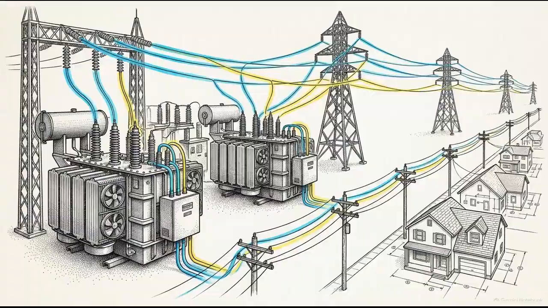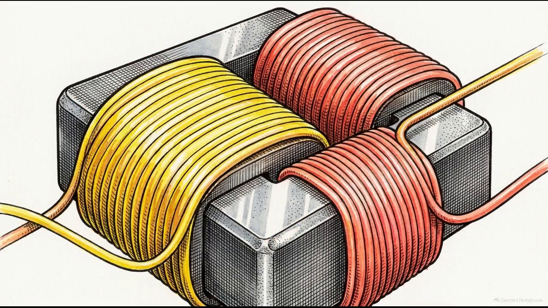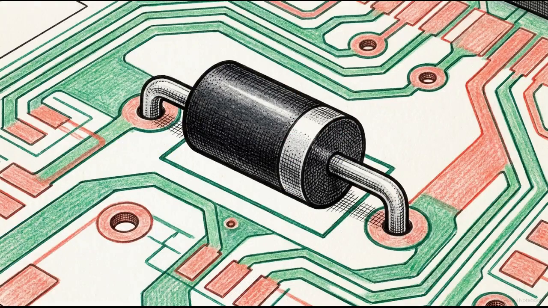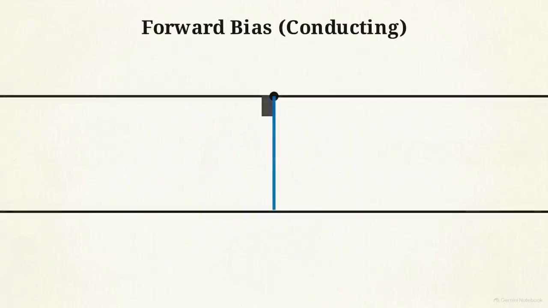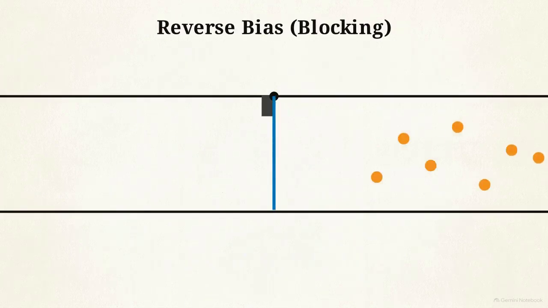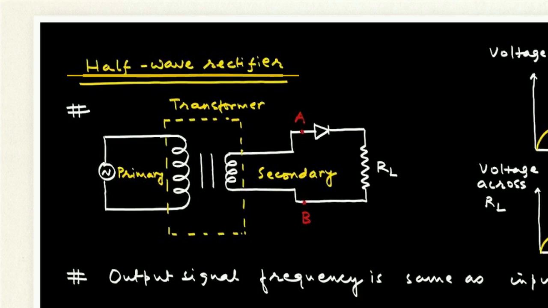The first step in this transformation is isolating the circuit from the main grid and lowering the voltage to a safer level using a step-down transformer. Next, we introduce the critical component of rectification, the diode. Mechanically, a diode acts as a one-way valve, allowing electrons to pass through in only a single direction. This schematic shows the architecture of a basic half-wave rectifier.